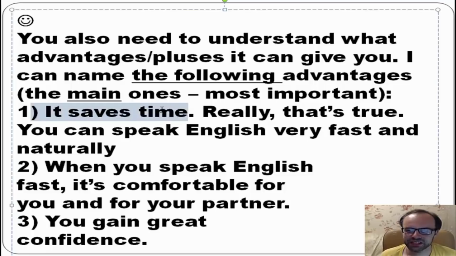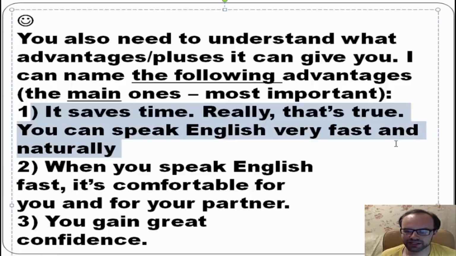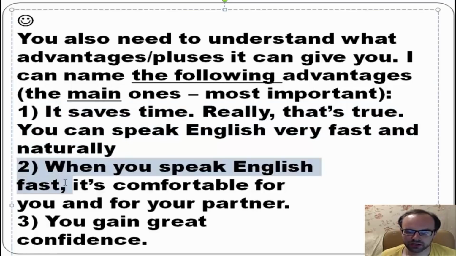So it saves time. Really, that's true. It means that's right. You can speak English very fast and naturally. If you can think in English, it saves time. When you speak English fast, it's comfortable for you and for your partner. It's very comfortable, and your speaking partner doesn't need to wait for you, so it's good.